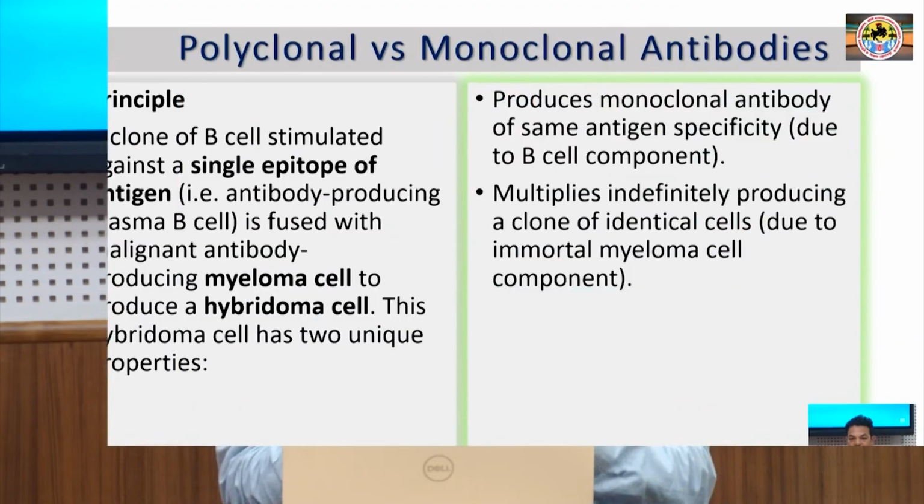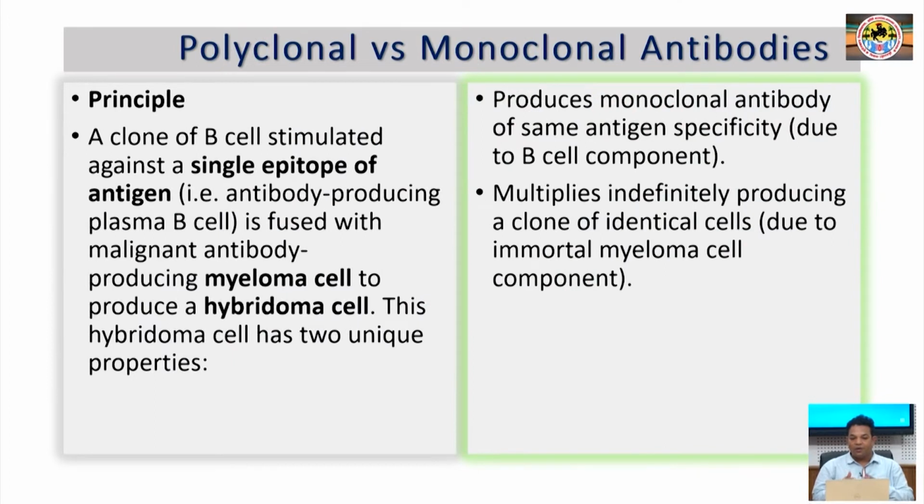It is very interesting. Now, one step is interesting: one healthy B cell and one myeloma cell. Myeloma cells, you know, are cancerous cells. Why we are going to choose the cancerous cell, I will discuss later. So, it possesses two unique properties. This is the whole concept on which this particular principle stands.